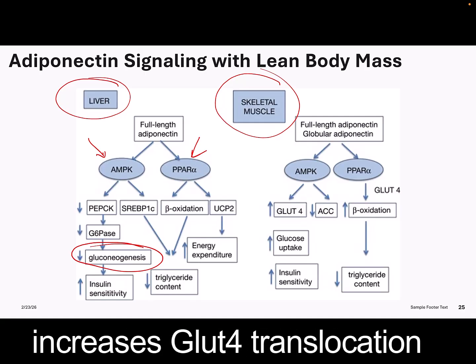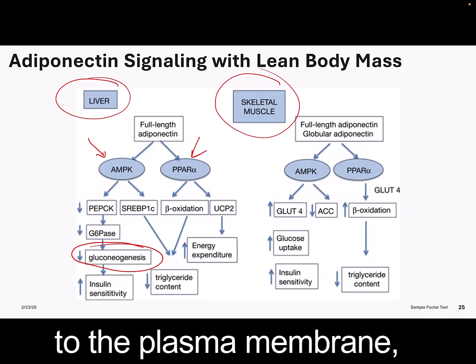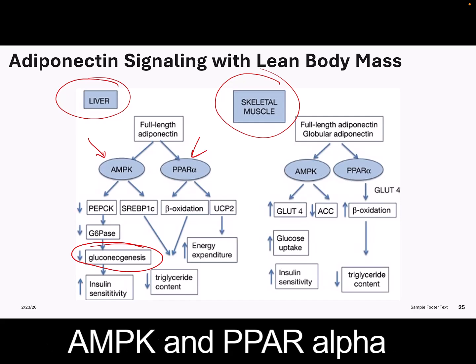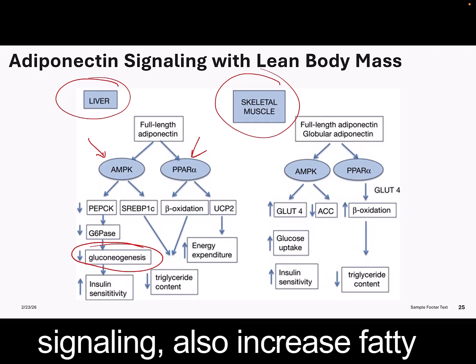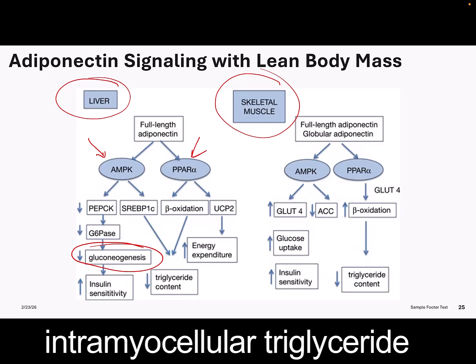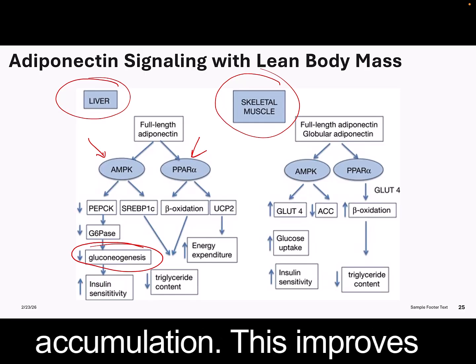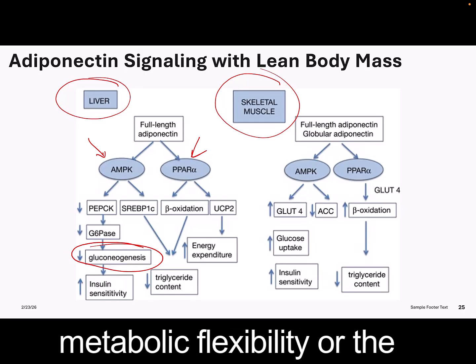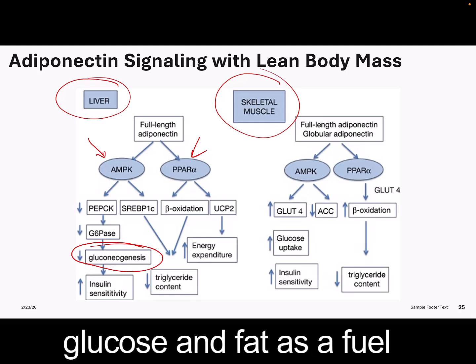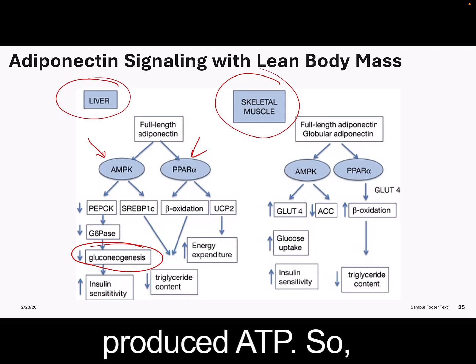This increases GLUT4 translocation to the plasma membrane, enhancing glucose uptake. AMPK and PPAR alpha signaling also increase fatty acid oxidation and reduce intramyocellular triglyceride accumulation. This improves metabolic flexibility, or the ability to switch between glucose and fat as a fuel to produce ATP.